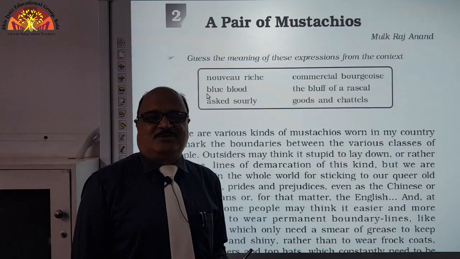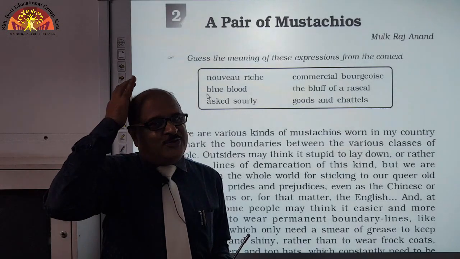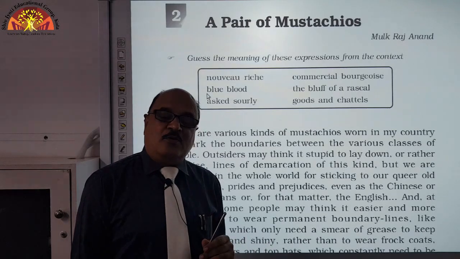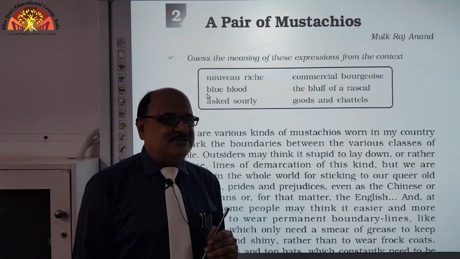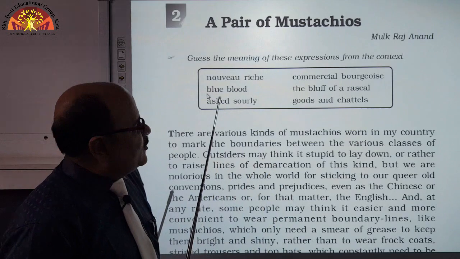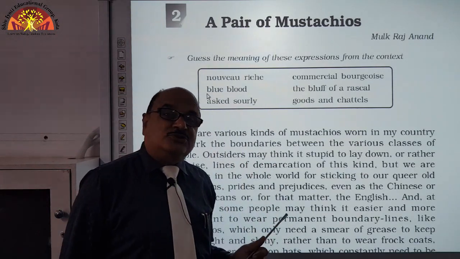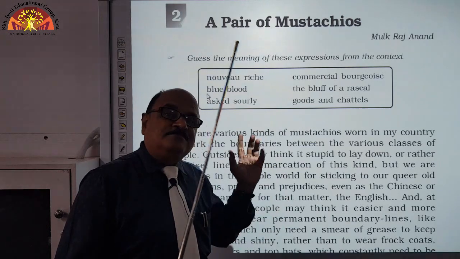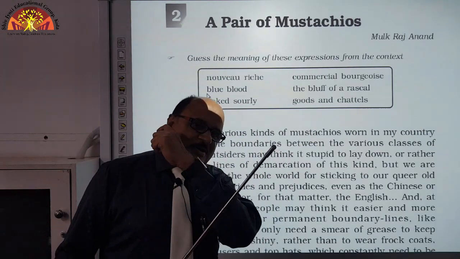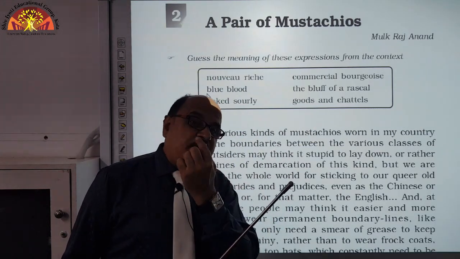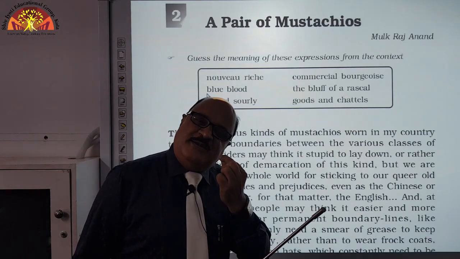So dear students, today we are going to start your second chapter of the book Woven Words. And what is the chapter? Have a look. A Pair of Mustachios. Mustachios means mustache, right? A pair. This is a pair. One this side, one this side.